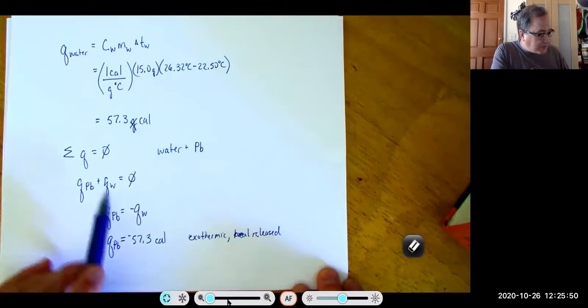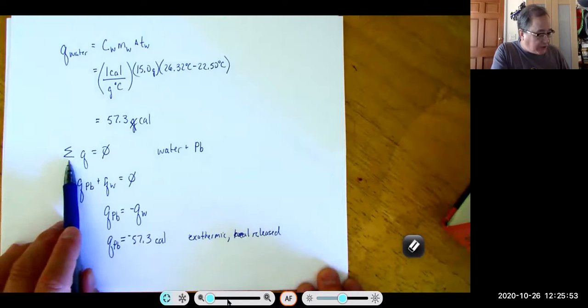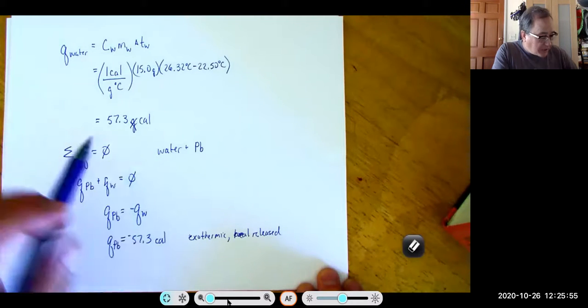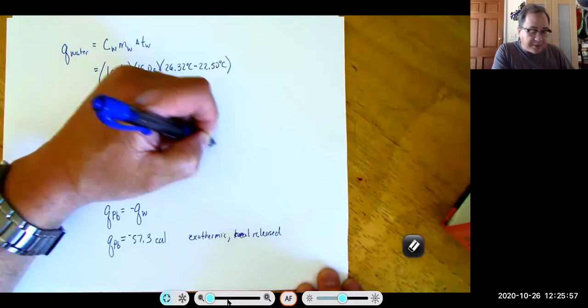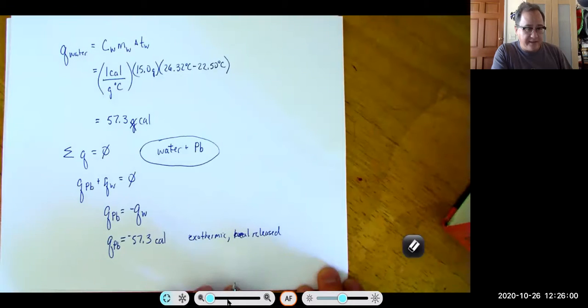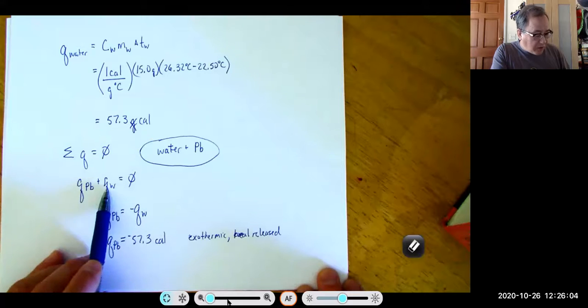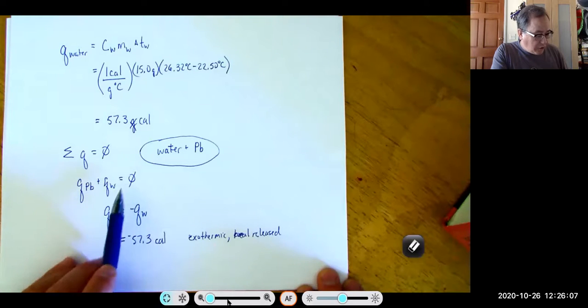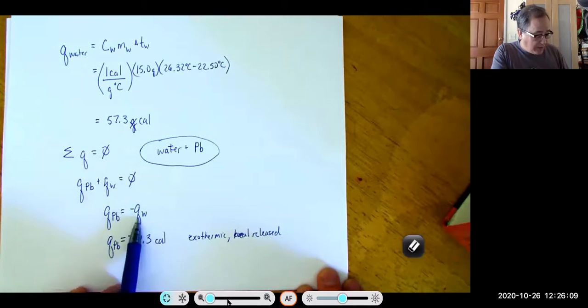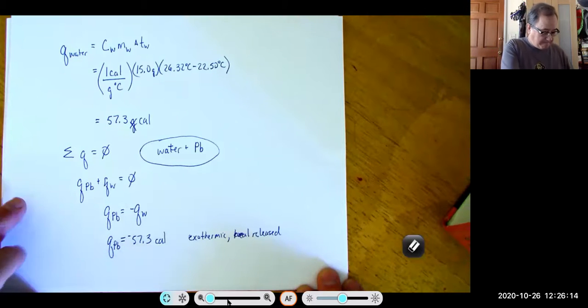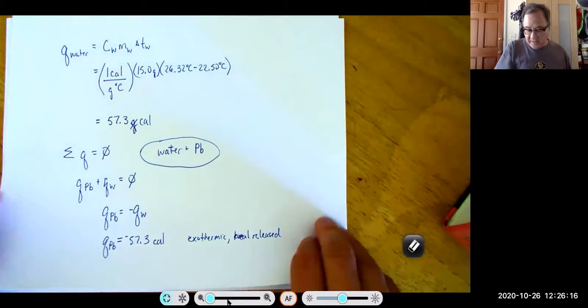And then because of the law of the conservation of energy, we can sum the Q's and it equals 0. And we assume that our system and surroundings is simply water and lead. So Q of the lead plus Q of the water is 0. Q of the lead is equal to negative Q of the water. So Q of the lead is minus 57.3 calories, okay? And then you use this to figure out the rest.